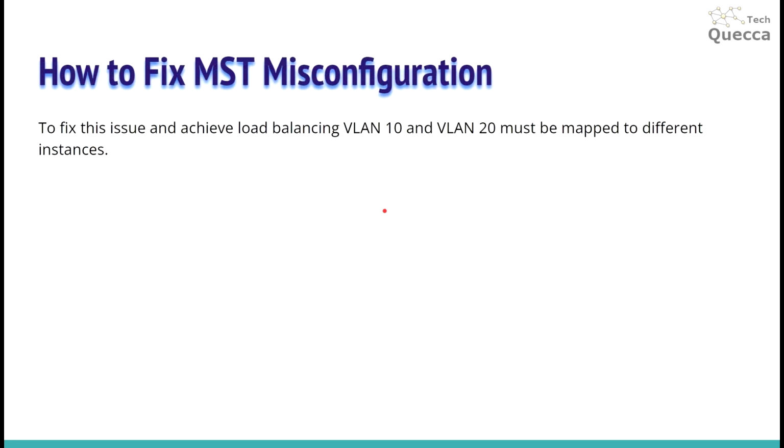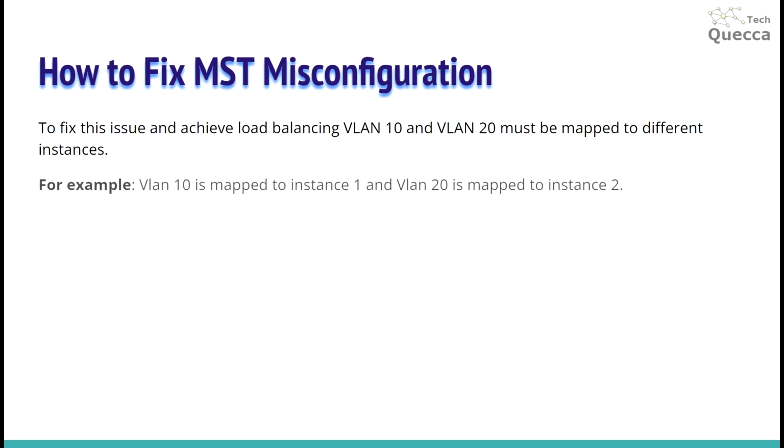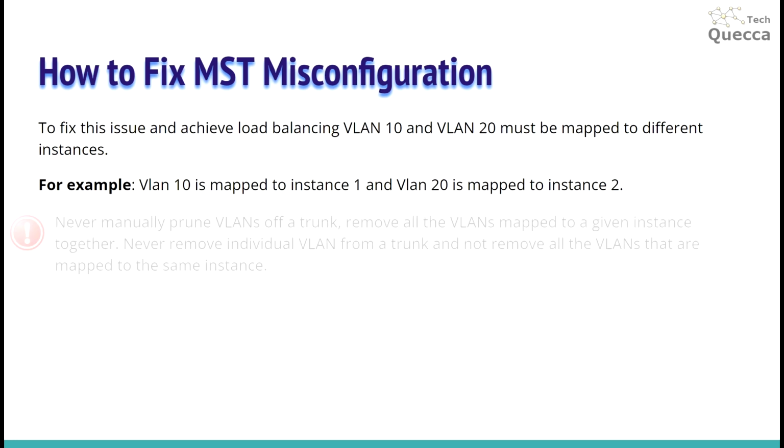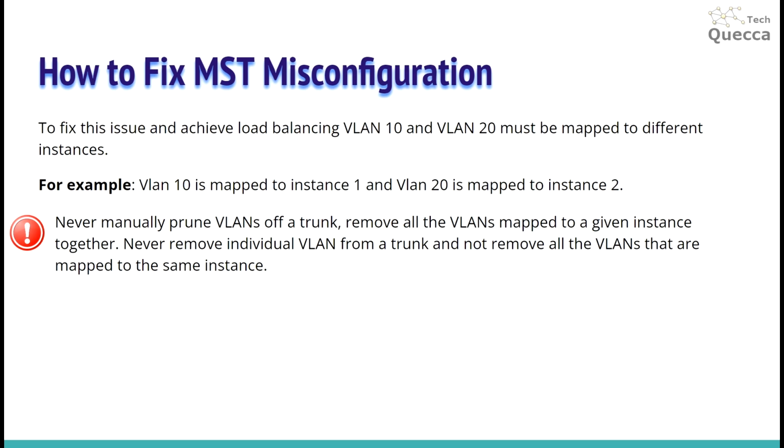To fix this issue and achieve load balancing, VLAN 10 and VLAN 20 must be mapped to different instances. For example, VLAN 10 is mapped to instance 1 and VLAN 20 is mapped to instance 2. And never manually prune VLANs on a trunk. Remove all the VLANs mapped to a given instance together. Never remove an individual VLAN from a trunk without removing all the VLANs that are mapped to the same instance. So let's review this in the example.